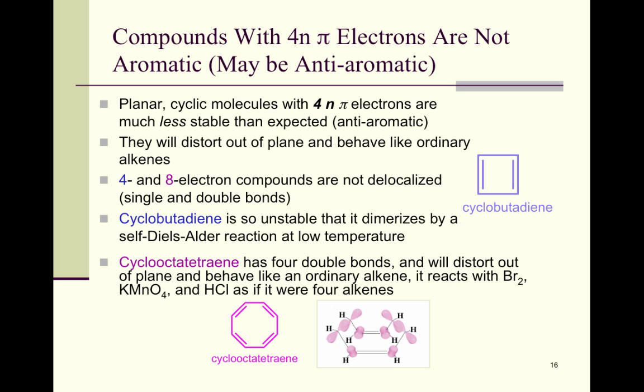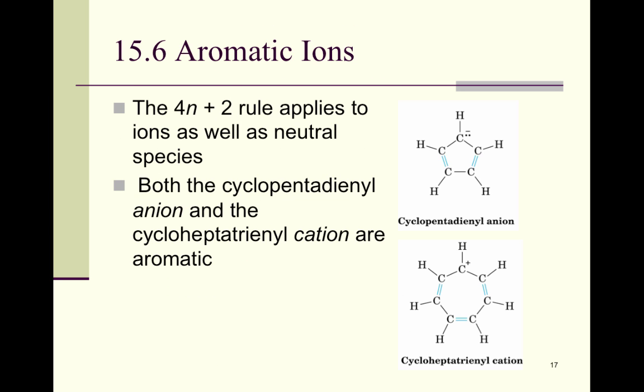So what you can do with this is you can actually do an addition reaction and you can add across the double bonds. Again, aromatic compounds cannot have an addition reaction across the double bonds. The 4n+2 rule also applies to ions as well as neutral species.